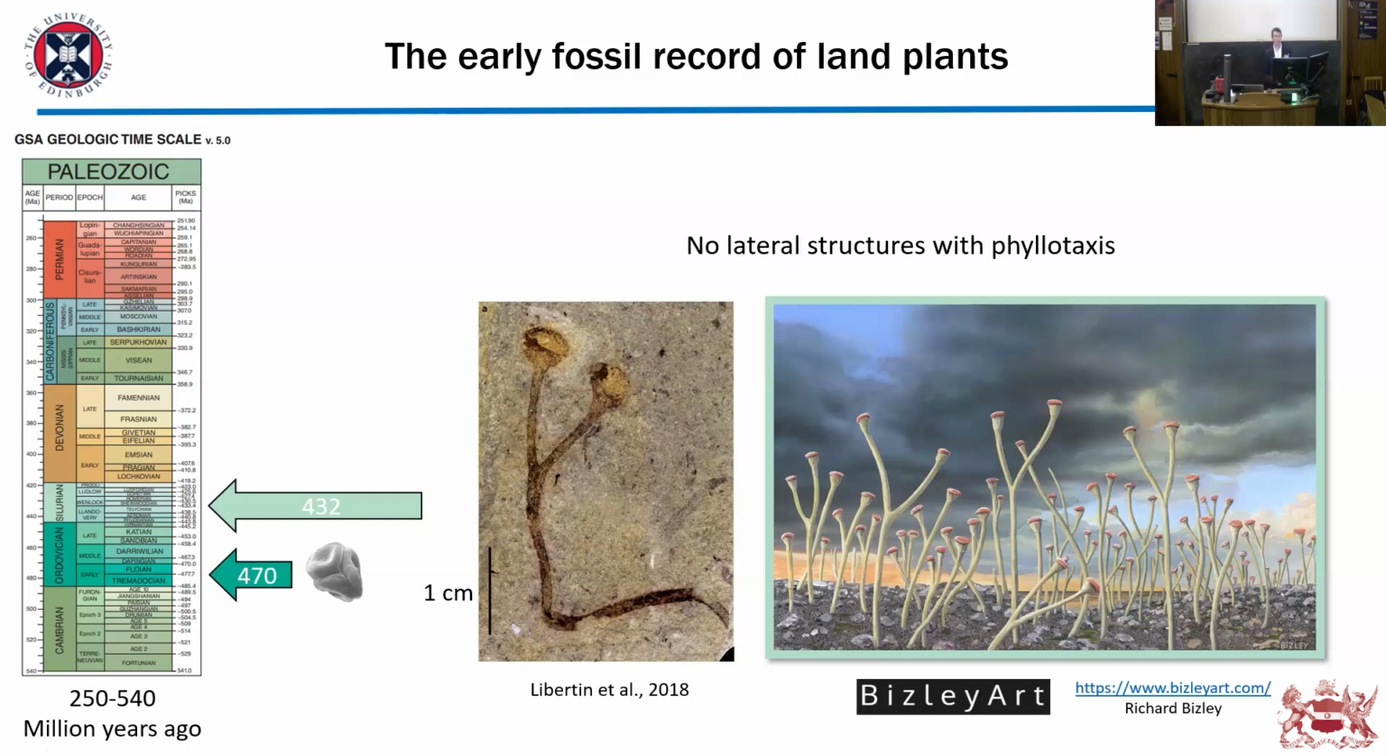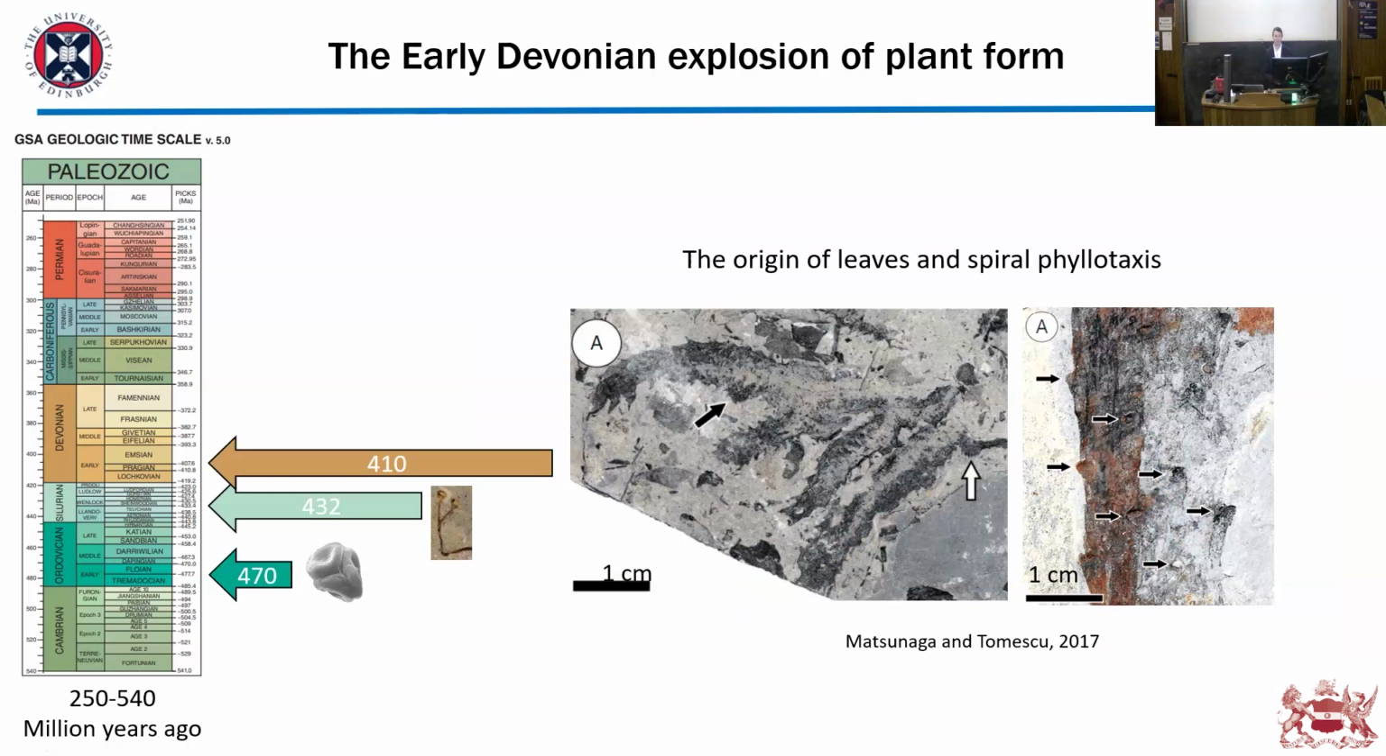And what's crucial, though, is without any leaves or lateral reproductive structures, there's no spirals, and there's nothing we can characterize by taking a phyllotactic approach. We need to wait until the early Devonian. So we cross over the geological period into the early Devonian, roughly 410 million years ago, and this is when we start to see plants which look more familiar as plants today.